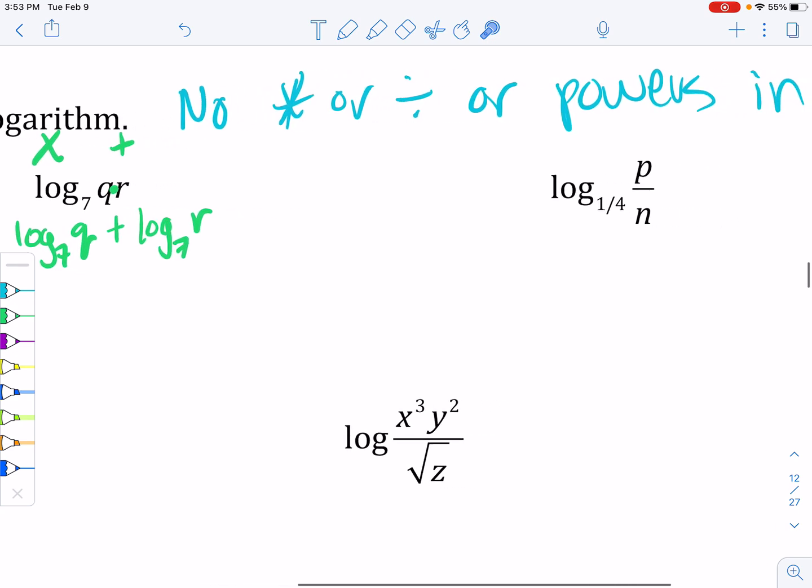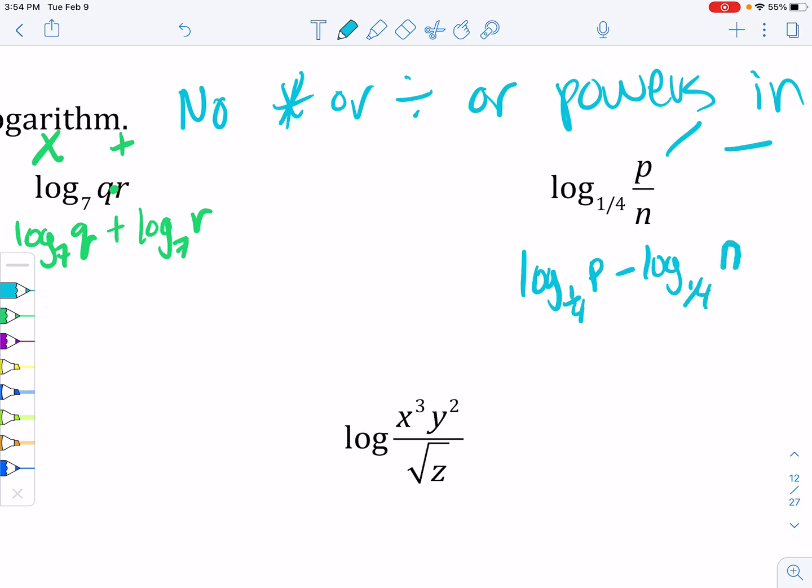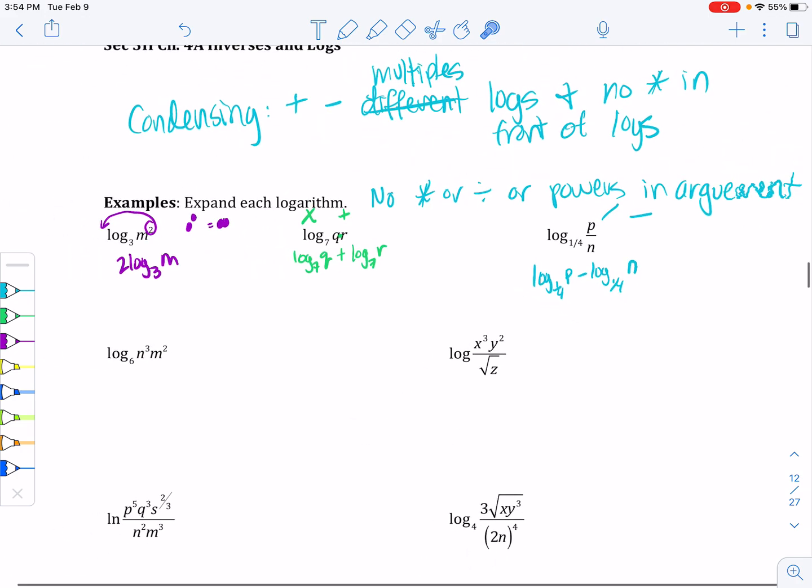Okay. When we're dividing, you can do divide goes with subtract. So you move your arm so it looks like a divide, and then you tilt it sideways to get to a subtract. So this is log base 1/4 of p subtract log base 1/4 of n. Okay. So those are our 3 properties. Now we can use them with more than one of them.